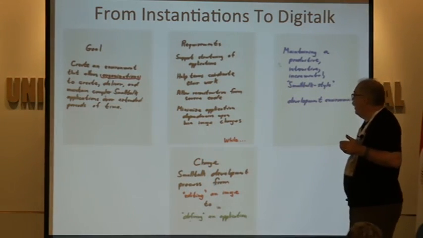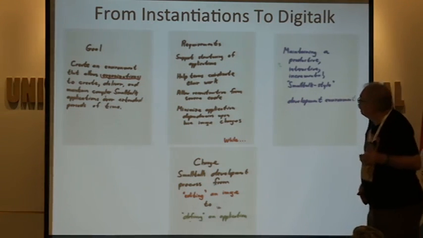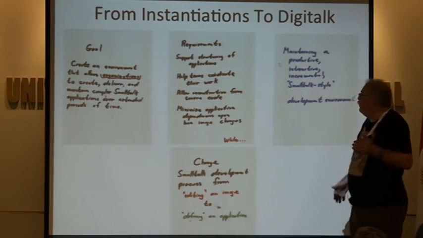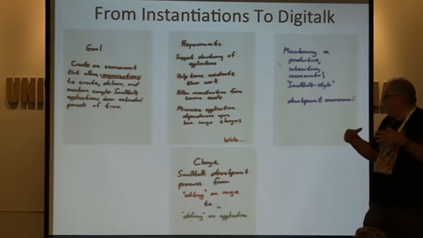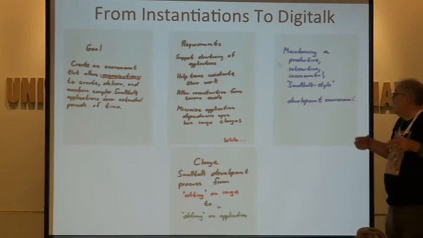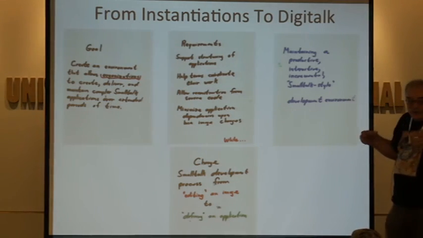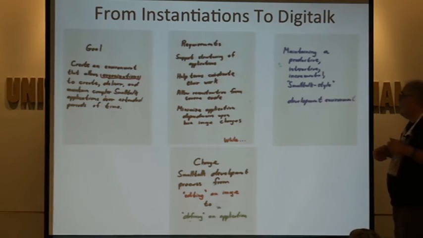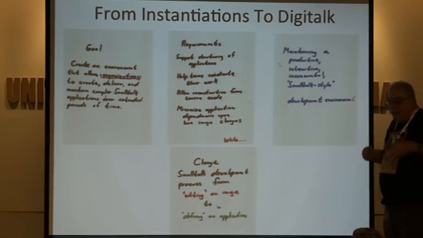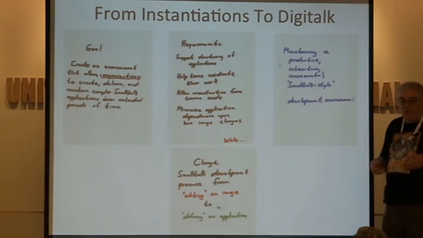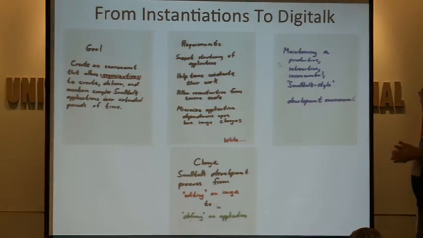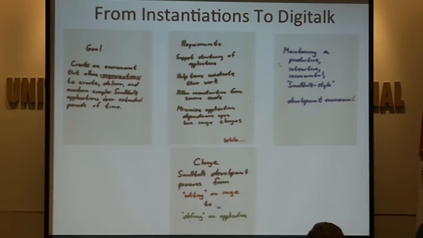And so some of the requirements: you had to structure what goes in the application. You had to help teams coordinate their work. You had to allow reconstruction from source code. You wanted to minimize how dependent the applications were on underlying changes of the image. But we knew what was special about Smalltalk, so we wanted to maintain a productive, interactive, incremental Smalltalk style of development through all this. So the trick is, how do you do all this but yet not break the Smalltalk experience?